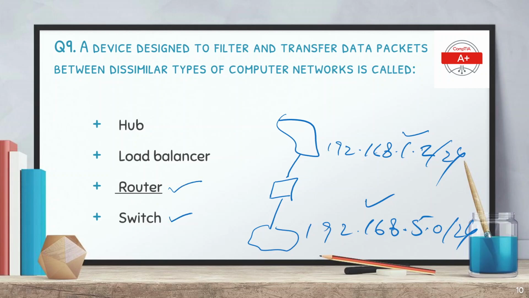The switch can be used to transmit packets between devices of the same network. Load balancer is used to load balance traffic between different devices, and a hub is a layer 1 device. It does not do any type of routing. It simply accepts packets and then retransmits them.